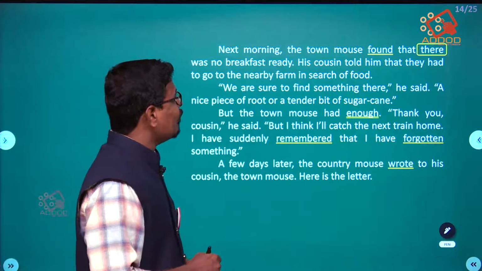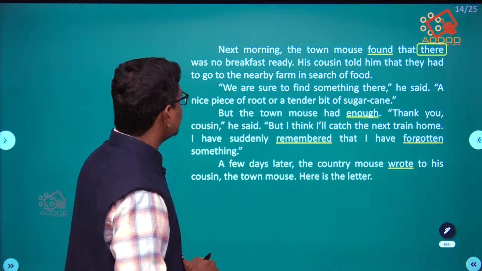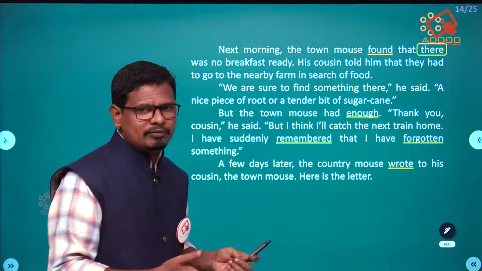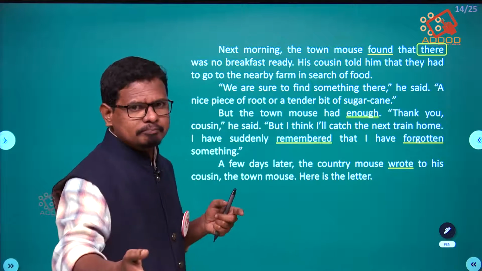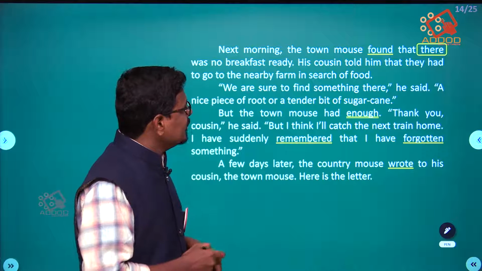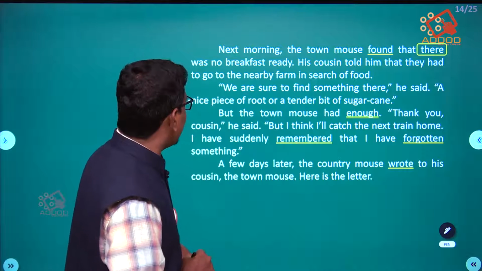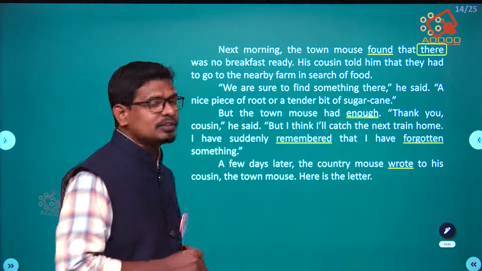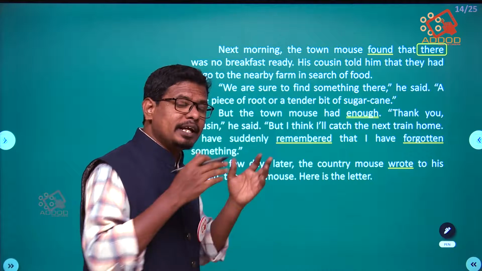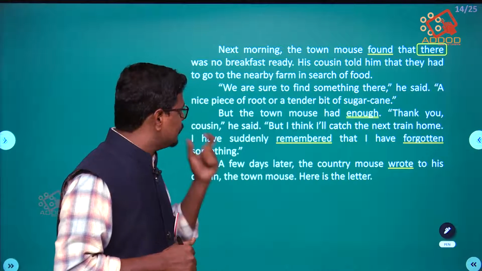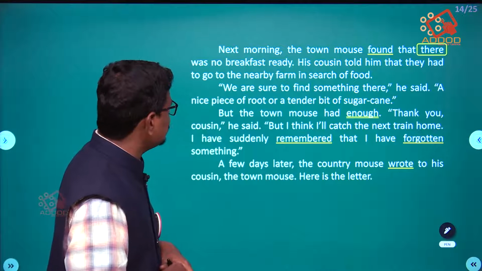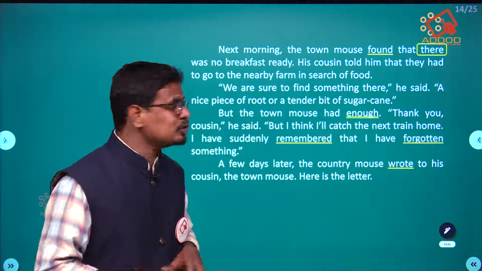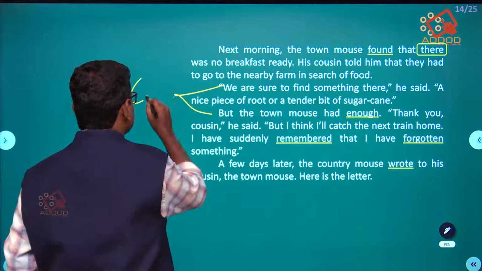Next morning, the town mouse found that there was no breakfast ready. There wasn't any breakfast. In the village, people don't go with breakfast, rather they go with food. His cousin told him that they had to go to the nearby farm in search of food. Okay, we are sure to find something there, he said. A nice piece of fruit or a tender bit of sugar cane. Who said this? The country mouse says.